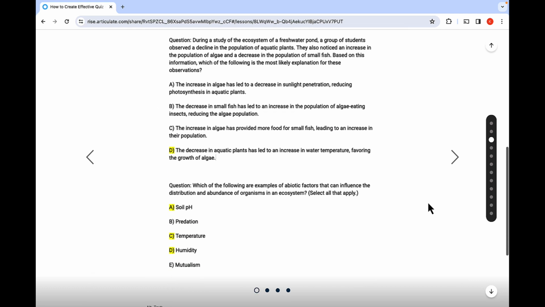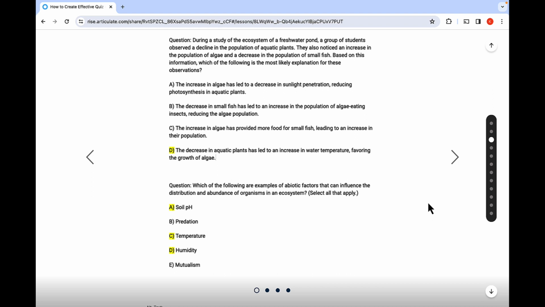First is multiple choice. The question is, during a study of the ecosystem of a freshwater pond, a group of students observed a decline in the population of aquatic plants. They also noticed an increase in the population of algae and a decrease in the population of small fish. Based on this information, which of the following is most likely the explanation for these observations? This question is a straightforward, scenario-based, multiple choice question with one correct answer.